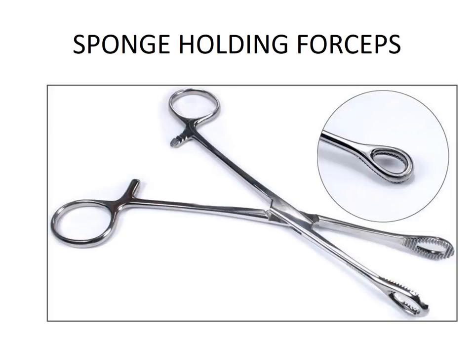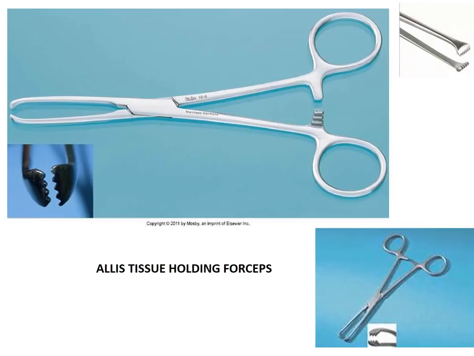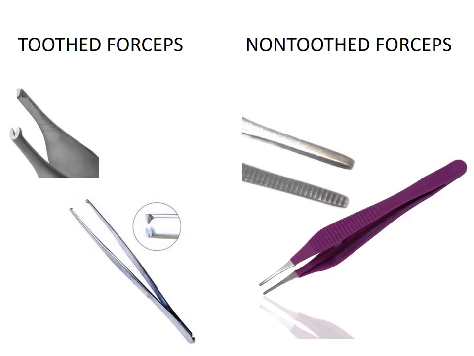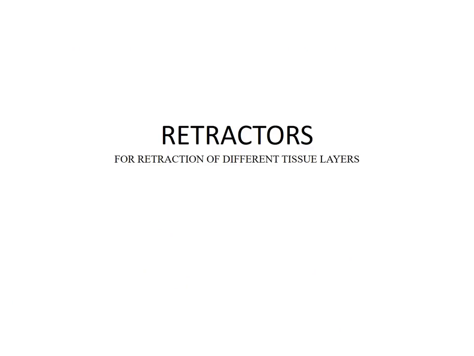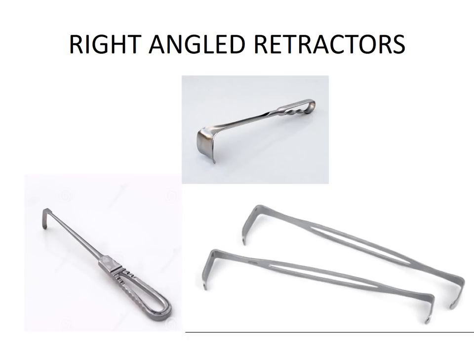Then we have simple sponge holding forceps, which are used when we are doing painting and draping. And we have the Allis tissue holding forceps required for traction or retraction along the surgeries. We have tooth and non-tooth forceps for doing the fine work. Tooth forceps are used to hold on the tissues which are deeper, and non-tooth forceps for the superficial tissue so that the skin is delicately handled. We have retractors, the right angle retractors for the assistants to show the main field and retract the tissues, especially the muscles which are there in the orthopedic surgeries.